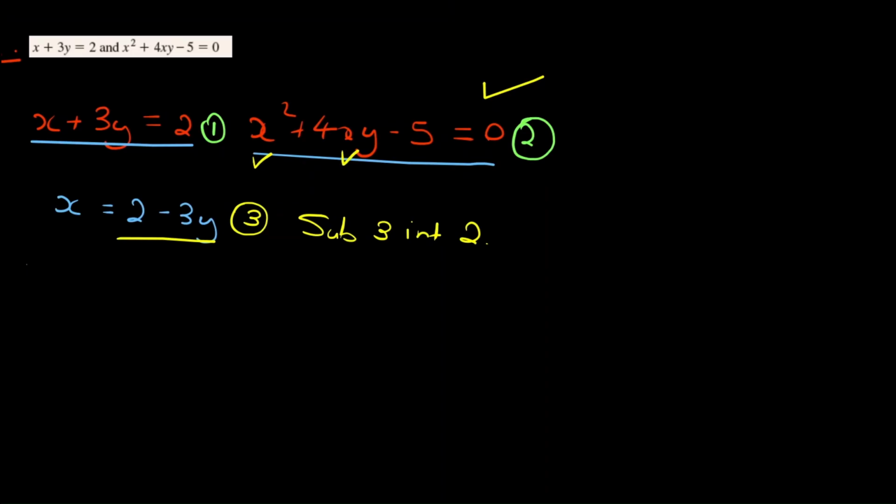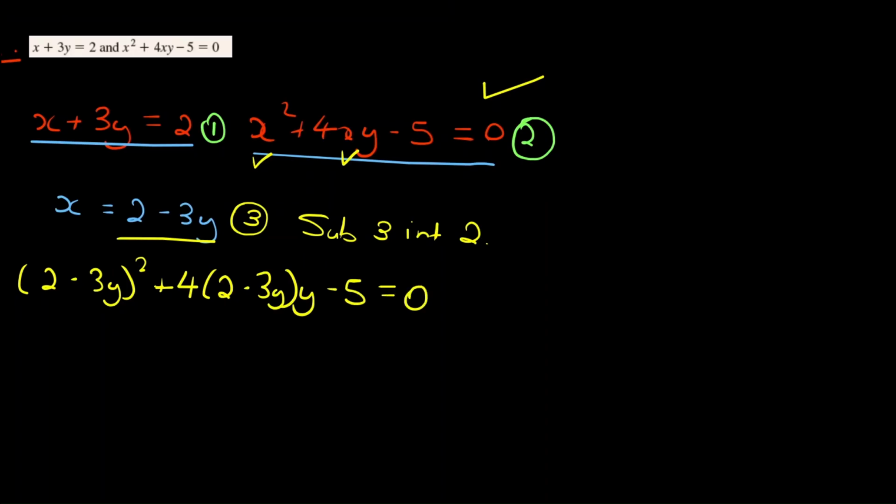It means this equation will look like (2 minus 3y) squared plus 4, then we substitute our x value, which is 2 minus 3y, times y, minus 5 is equal to 0. And again, we observe that we are only left with y variables. So we just solve for y.